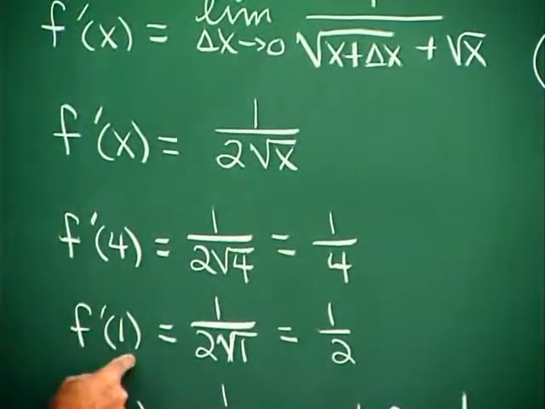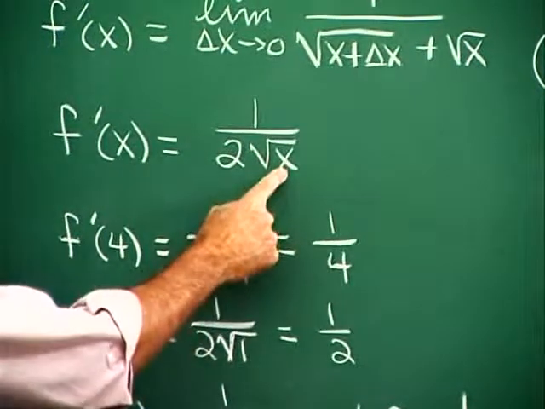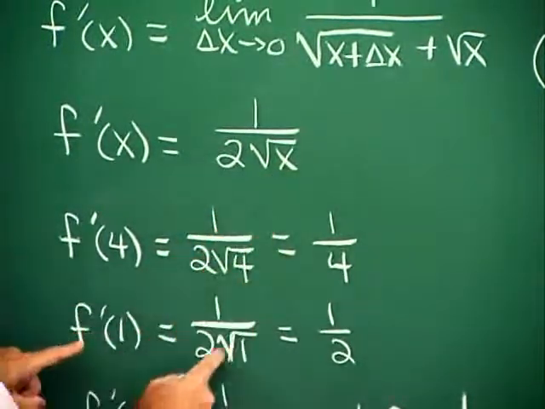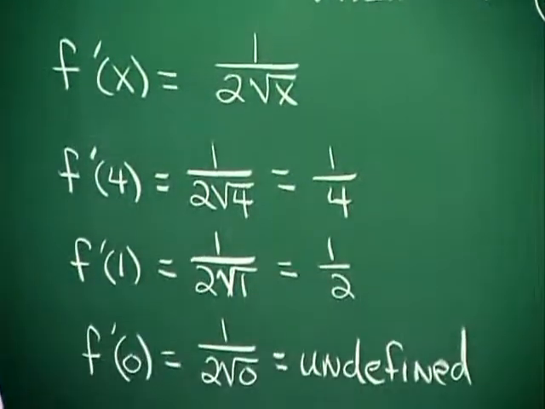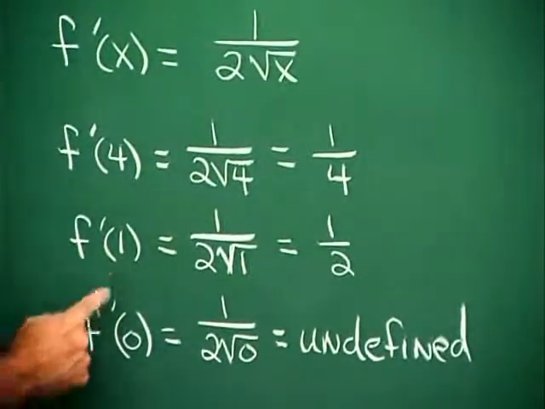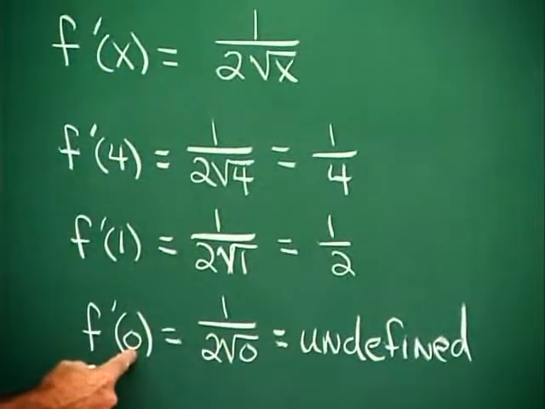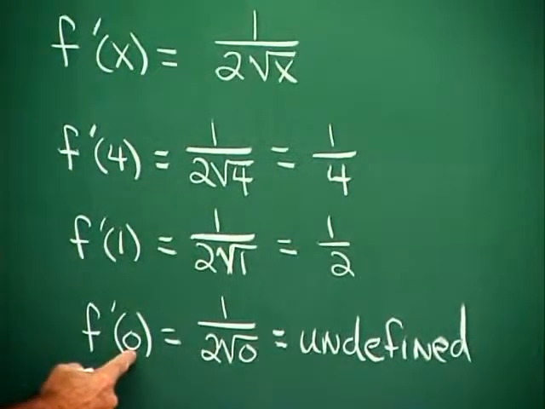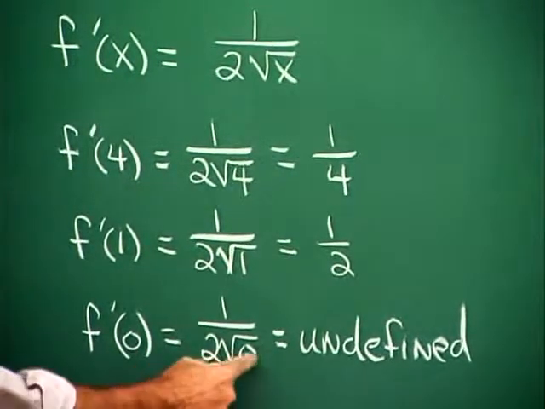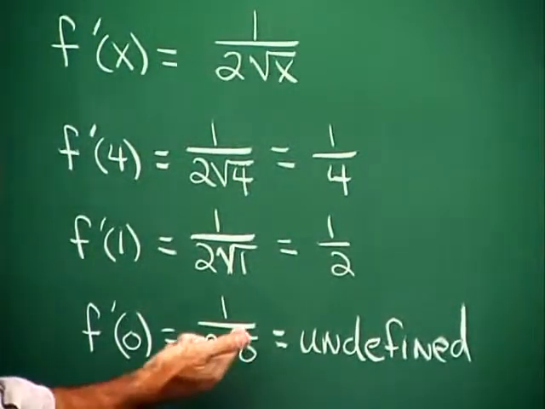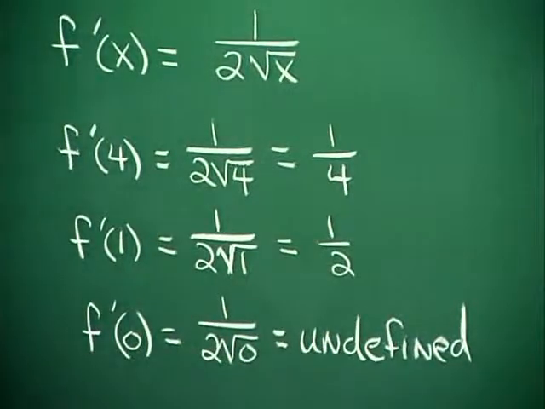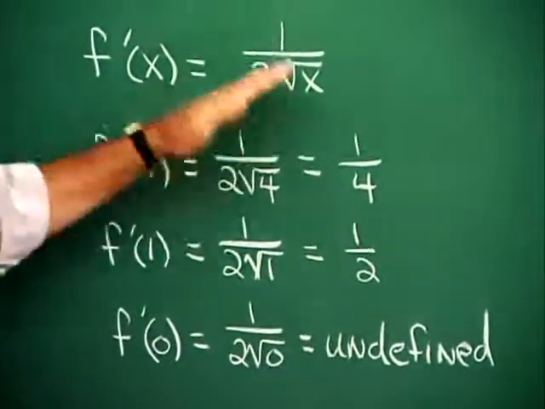And then f prime of 1 means in this function replace x with 1. So we would have 2 times the square root of 1. 2 times 1 is 2, so 1/2. And if the x is replaced with 0 for this other one, then we have 2 times the square root of 0. Square root of 0 is 0. 2 times 0 is 0. 0 in a denominator makes this undefined. Let's come back and interpret these over here.